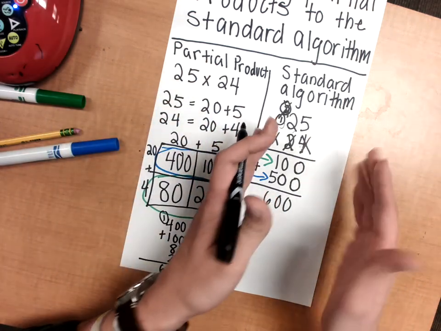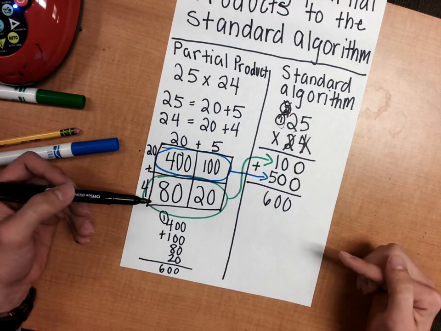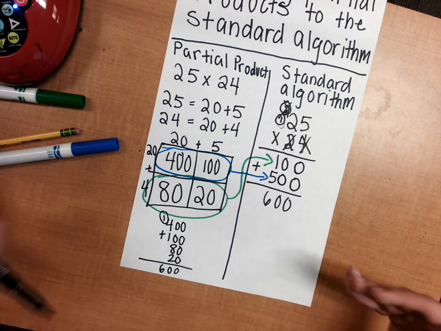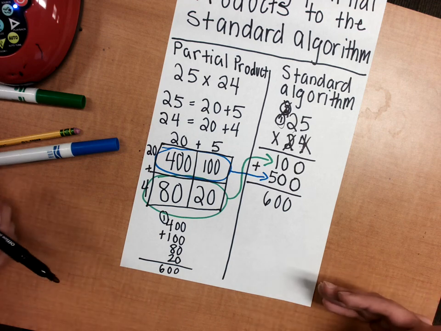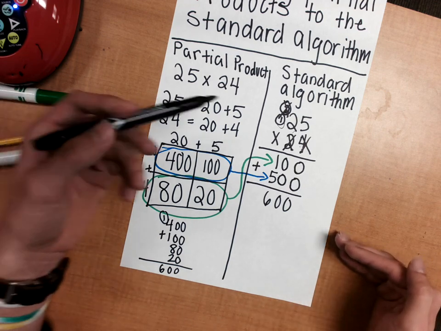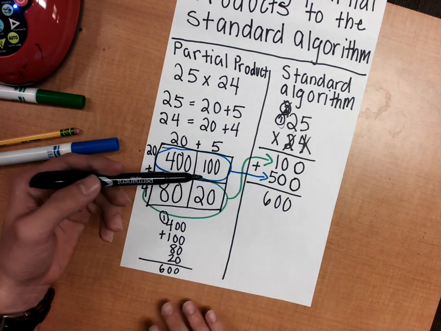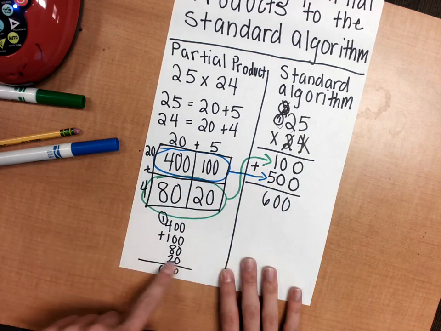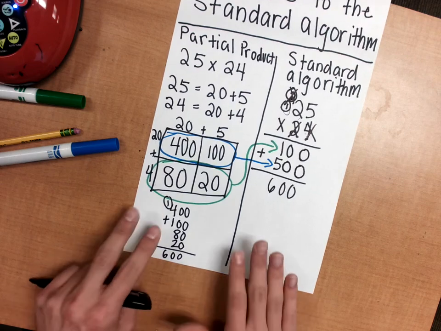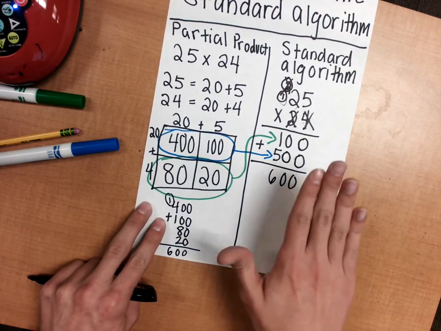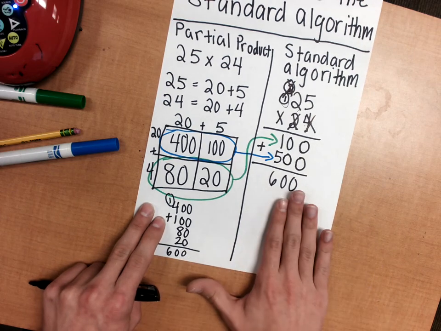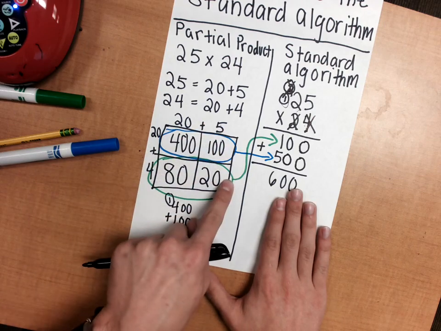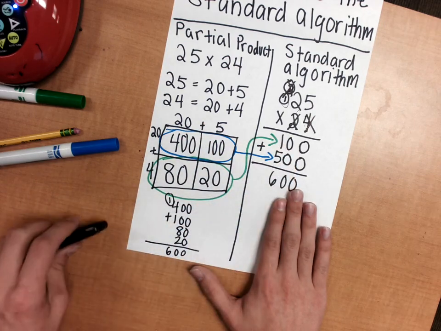When we talk about the standard algorithm, it's just a little more efficient. As we move on to older grades, we really focus on efficiency. What is the efficiency? You understand the concept of multiplication, but now we have to get more and more efficient. And so here, we're only adding two numbers together, 100 and 500. And here we're adding 4. So what the standard algorithm really does is it takes away a couple of those steps when it comes to addition. And that's why this is how they are related. Very similar, just a little more efficient when it comes to the standard algorithm.